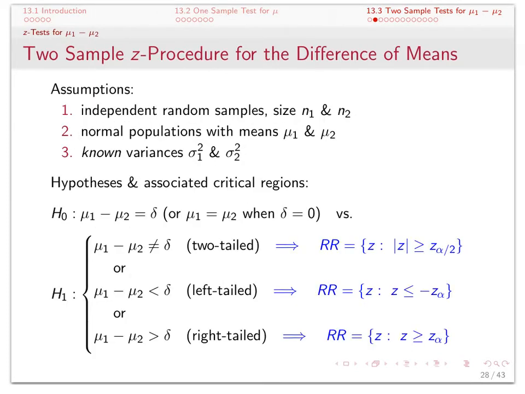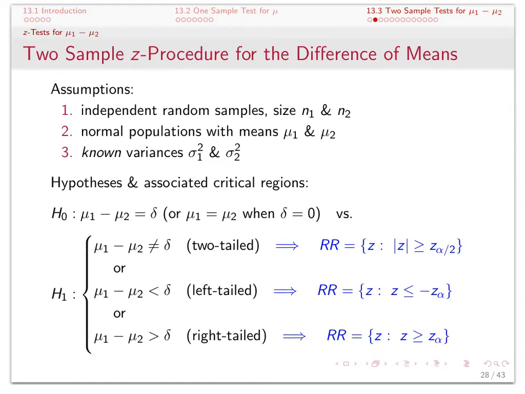Let's look at the two-sample z procedure for the difference of means. As before, we're going to start by looking at assumptions, and these assumptions will be necessary in order to perform this test. So the first assumption is that we're looking at independent random samples of size n1 and n2 drawn from normal populations with means mu1 and mu2. And in this case, we're assuming that we know the value of the population variances sigma1 squared and sigma2 squared. The hypotheses in the associated critical regions will be defined as follows.